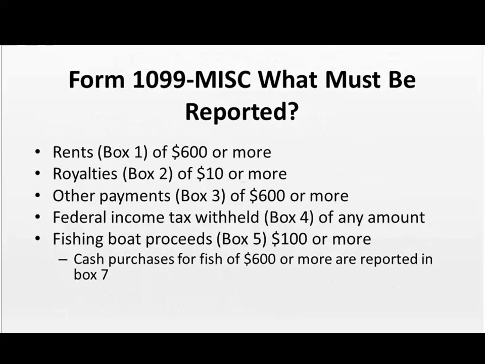Okay, what must be reported? Let's look at the specific boxes on the 1099. I'll show you a picture of that in a moment, but we'll go through it box by box here. Rents in Box 1, $600 or more. This is often missed, and a situation came up where somebody formed an LLC that didn't really have any income, but they rented office space in a commercial building from an individual, and didn't realize they needed to issue a 1099 for rent.